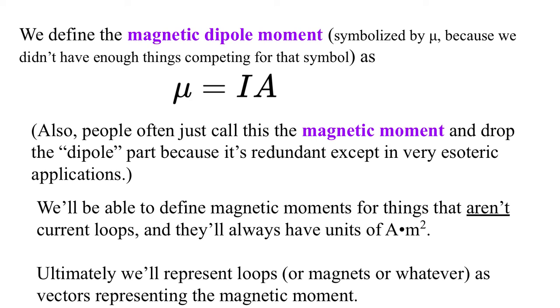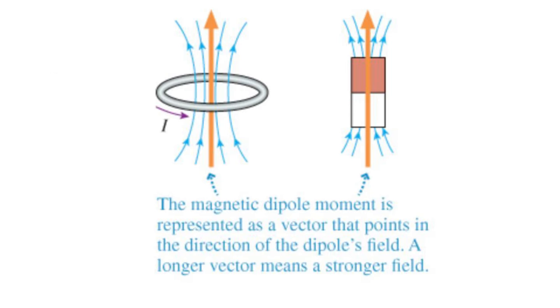People often just call this the magnetic moment, and drop the word dipole, because it's redundant except in very esoteric operations. We'll be able to define magnetic moments for things that aren't current loops, and they'll always have units of amp times meter squared. Ultimately, we'll represent loops or magnets or whatever as vectors representing their magnetic moment. Here we see that the magnetic dipole moment is represented as a vector that points in the direction of the dipole's field, where a longer vector would mean a stronger field. And we mean the field as threading through the center of the loop, or through the center of the bar.